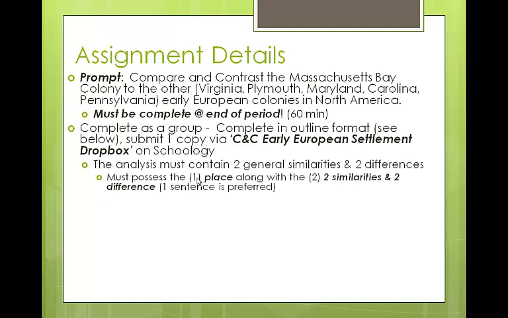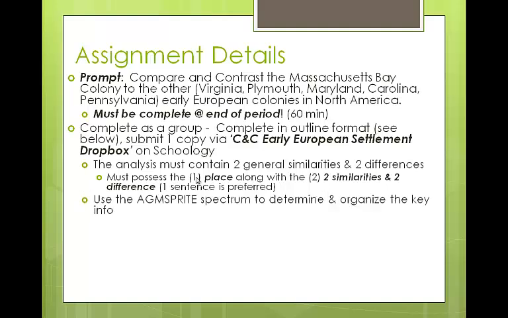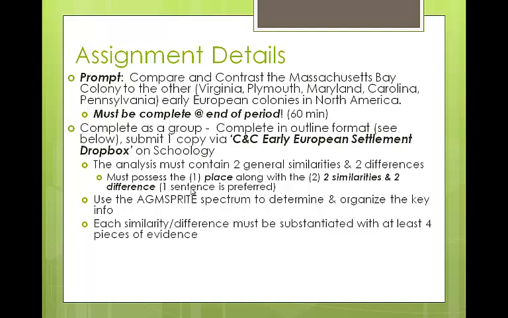Alright, the analysis must contain two general similarities and two differences. When you're talking about the two general similarities and differences, both of them need to be associated with the places that we're discussing. So in this case, the example would be Massachusetts Bay Colony and the other English colonies are similar in that X and Y, and then they are also different in that they are A and B. Okay. Make sure that you use the AGM spectrum to determine and organize a lot of key information. A little bit more about that later.